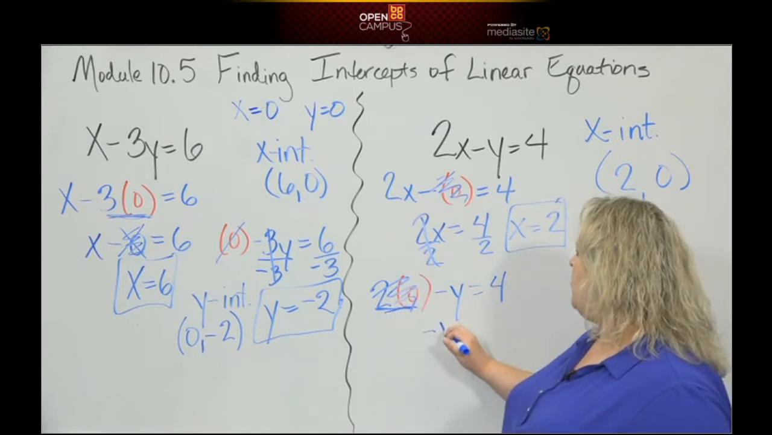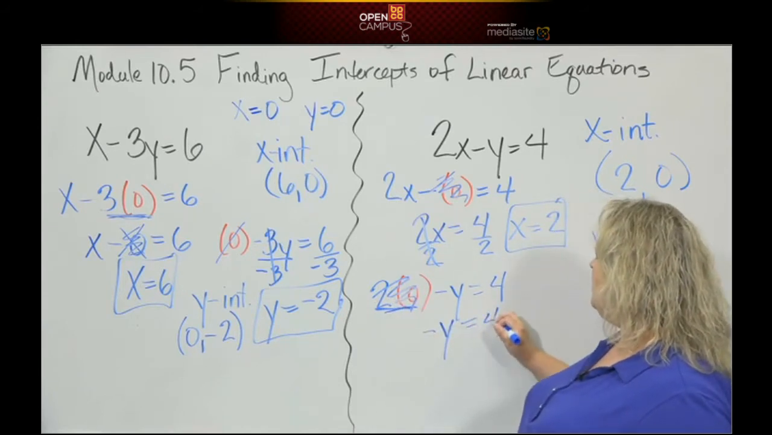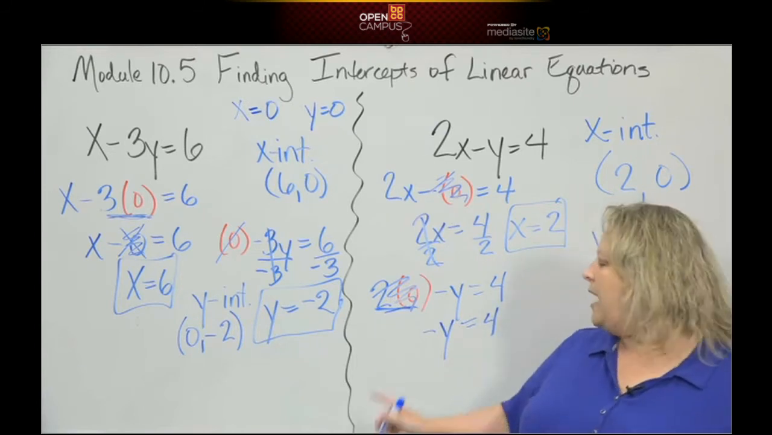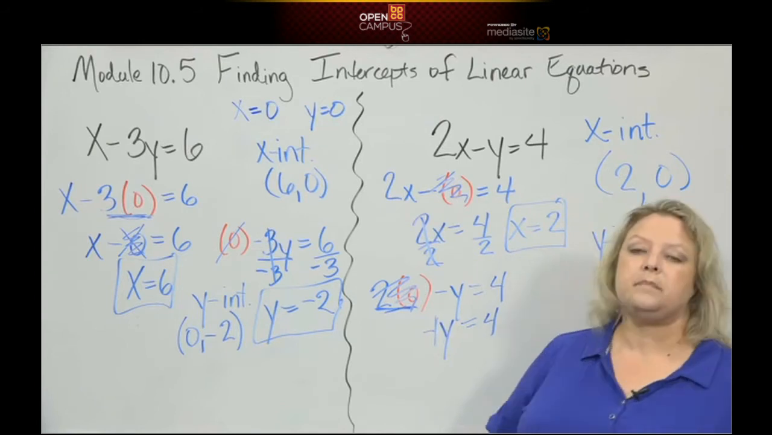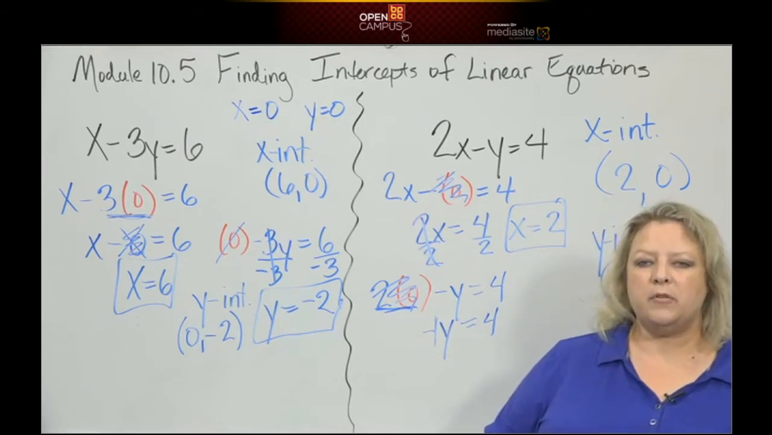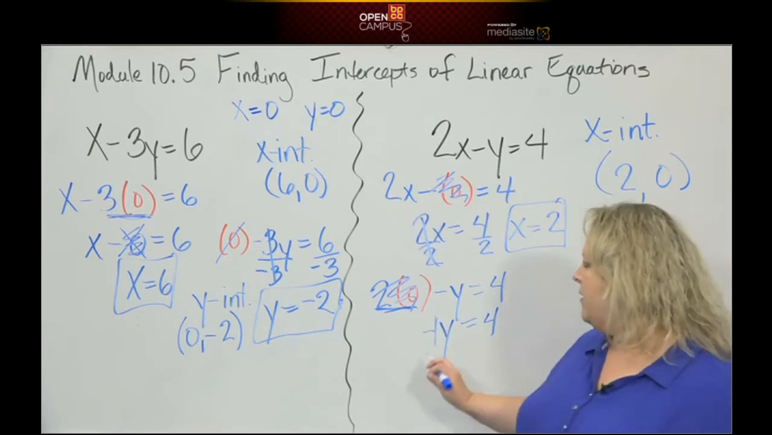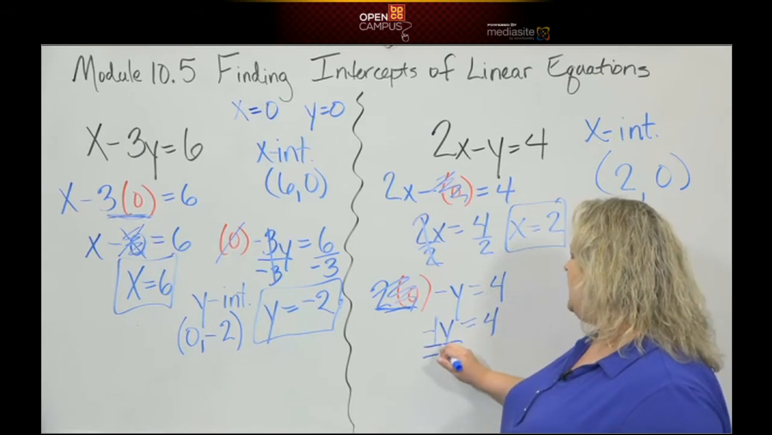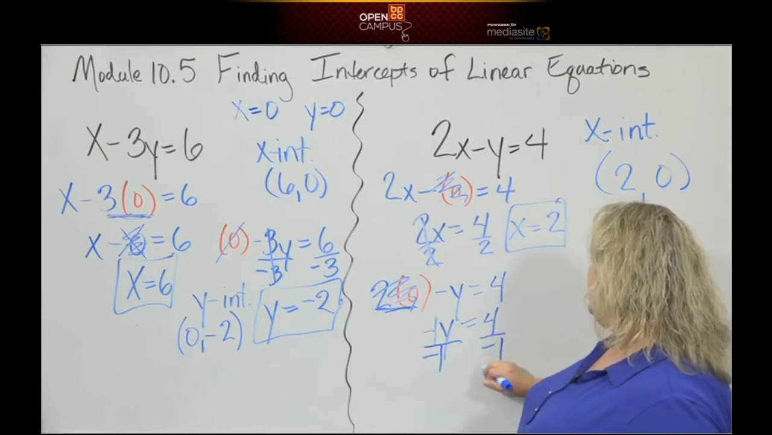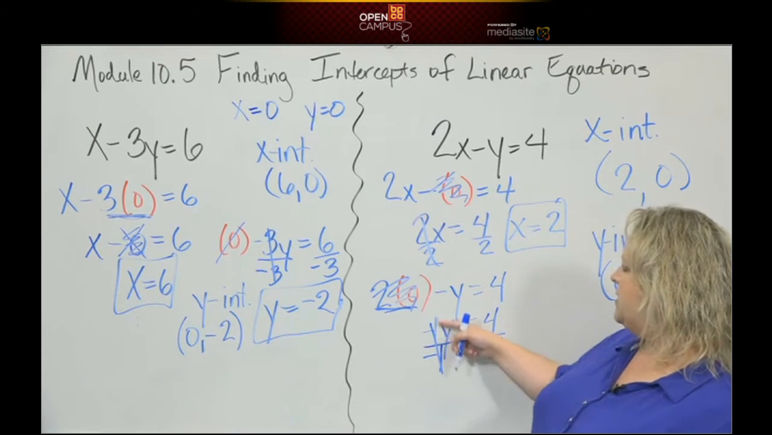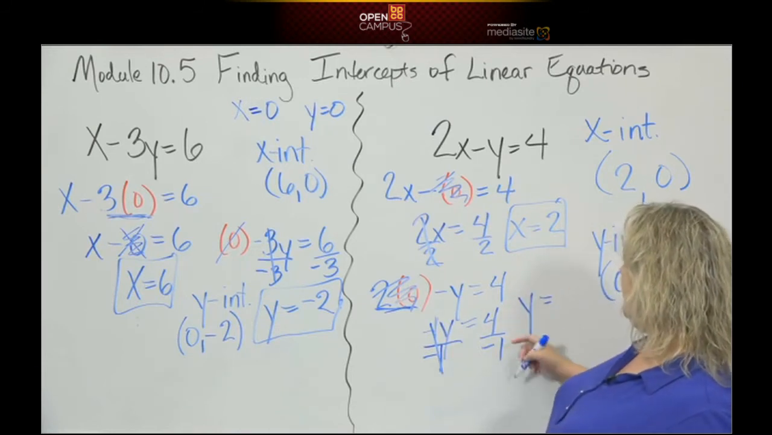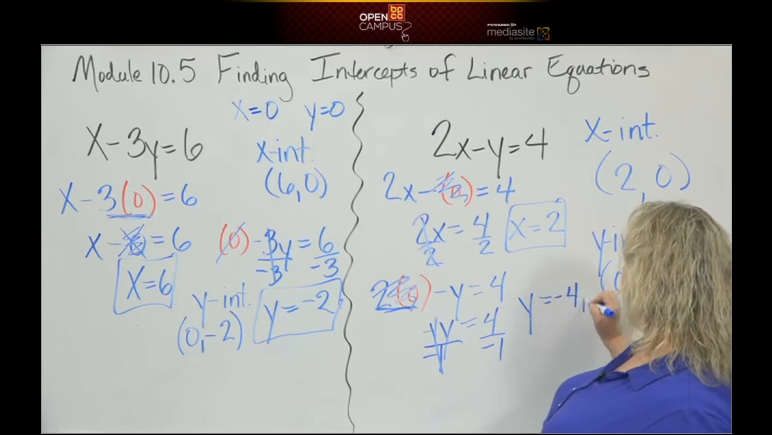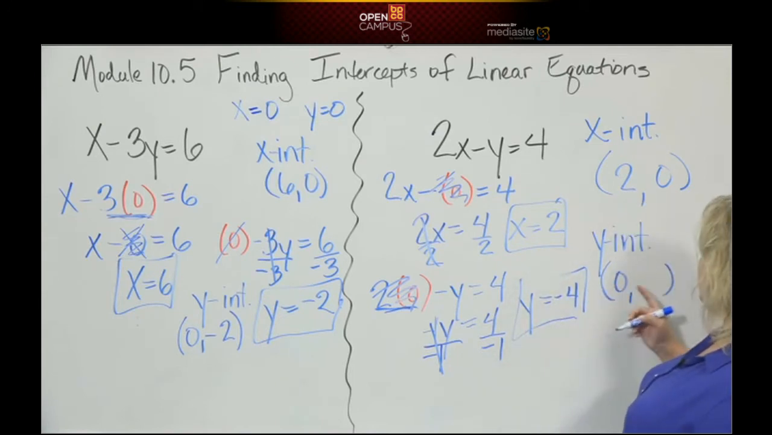And you get negative 1y is equal to 4. When you have your negative 1, remember that's like that spirit 1 that I always talk about. We want our variables that we're solving for to be positive, so we want to make sure we divide that negative out of there. A negative divided by a negative is a positive, so I get positive 1y. And 4 divided by negative 1 is negative 4. So my y-intercept is 0, negative 4.